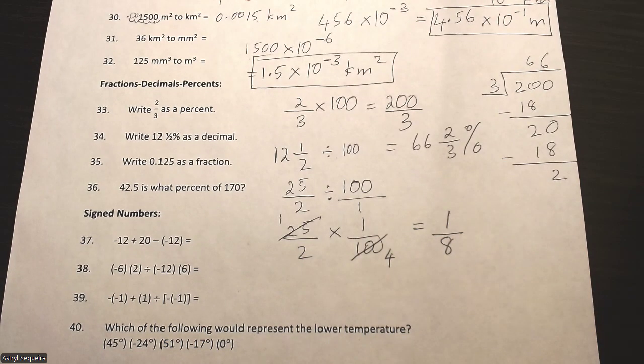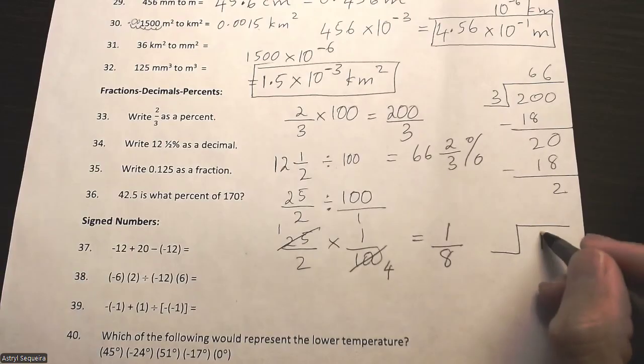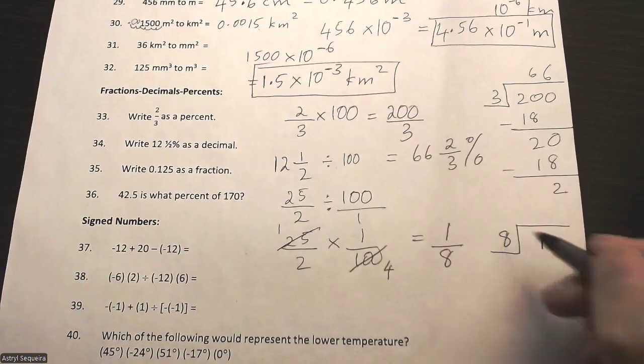So now I have this as a fraction. I need to convert it into a decimal. So to convert into a decimal, I'll just do long division over here. It's the only way. So 1 divided by 8.